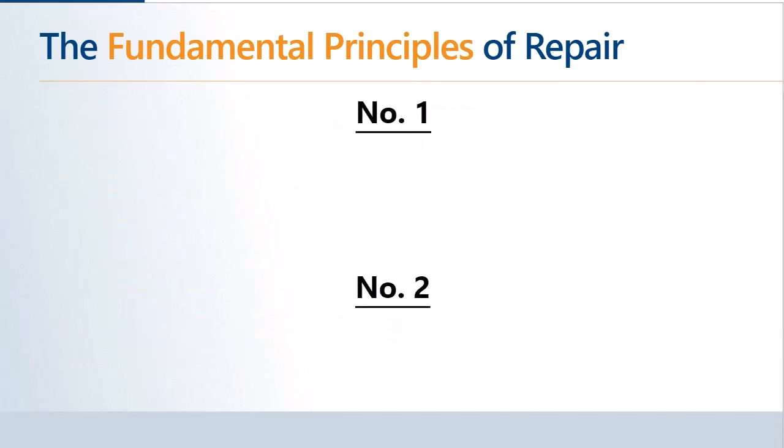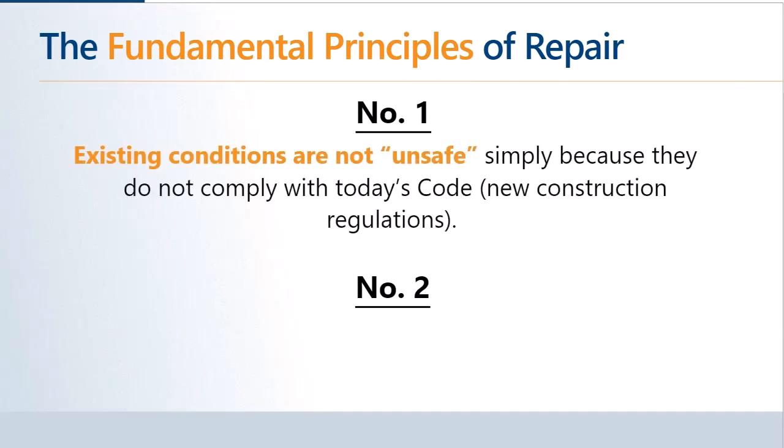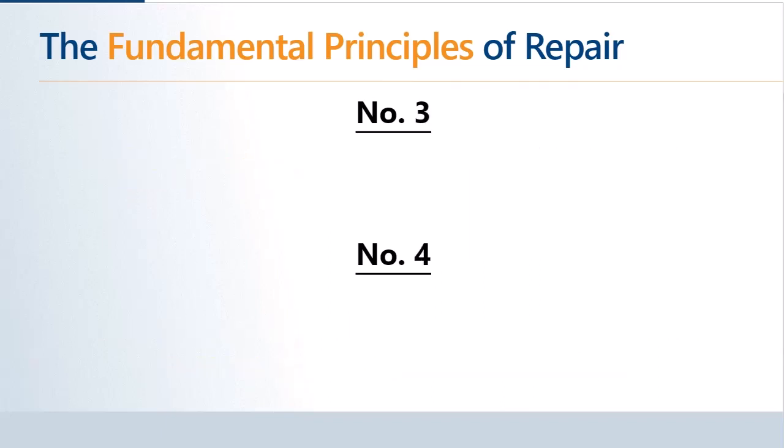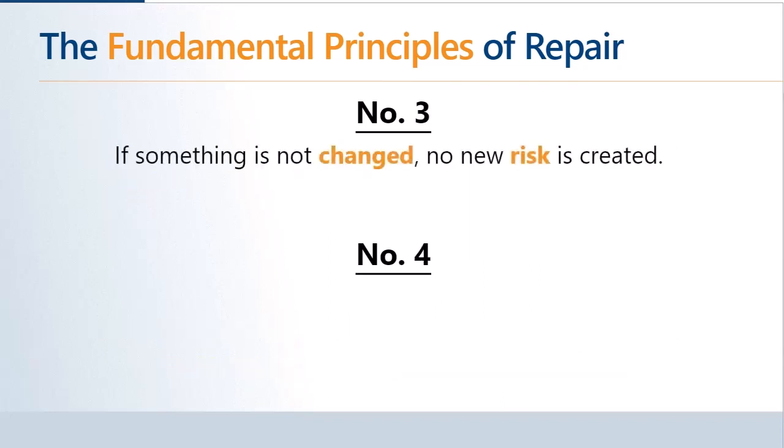So there are a few fundamental principles we want to leave with before we pass along and look at some case studies. Number one, existing conditions are not unsafe simply because they do not comply with today's code, which is the new construction regulations. Number two, with few exceptions, new construction regulations are not retroactively applied to existing buildings. Number three, if something is not changed, no new risk is created.